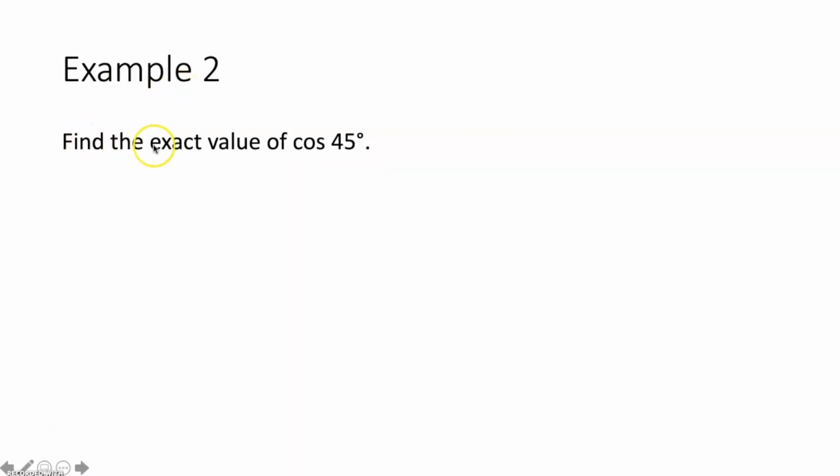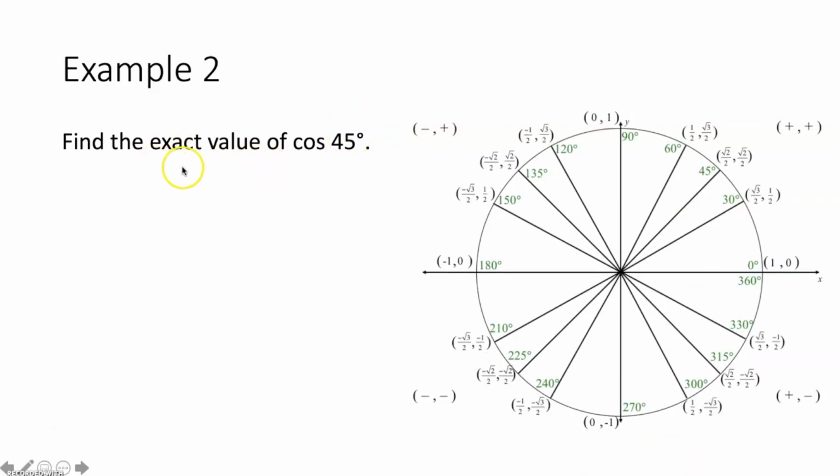Now example 2 says find the exact value of cosine of 45 degrees. Now because 45 degrees is a multiple of 45 degrees, obviously, we can use the unit circle in order to help us find the exact value. So how do we do this? Well, again, we're going to start by creating our angle in standard position. We're going to draw our initial side as a ray on the positive x-axis. We're then going to rotate our terminal side counterclockwise positive 45 degrees.